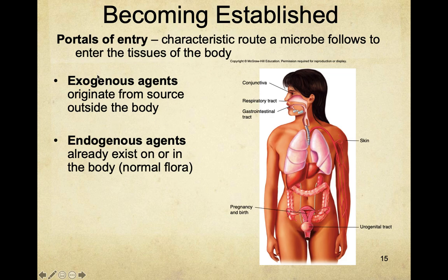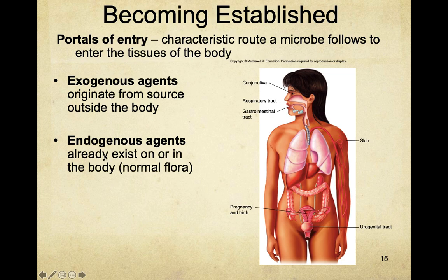An exogenous agent, so these tend to be mostly our obligate pathogens, our true pathogens and things like that. These are going to be bacteria and different microbes that originate from outside the body, something that you eat, something that you get through contact with a different person. It could be brought in from a mosquito, all kinds of stuff. So these are the two different types of infections that can originate in and outside the body.